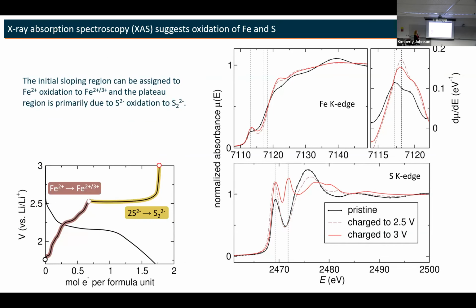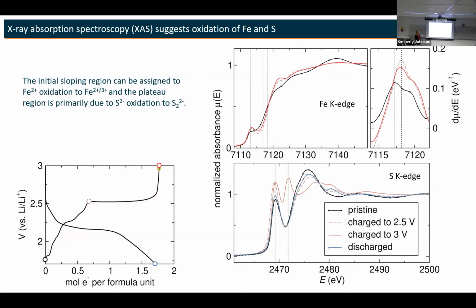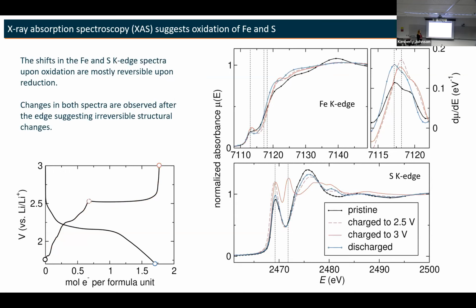So just to summarize, this first region is oxidation of iron to iron 2,3. And then the second region is really sort of localized on the sulfur. So we're getting oxidation of sulfide to persulfides. And we can reduce this material. So we do the reduction, and we see what we would expect based on the electrochemistry, which is that everything should basically go back to where it was in the beginning of this pristine material.